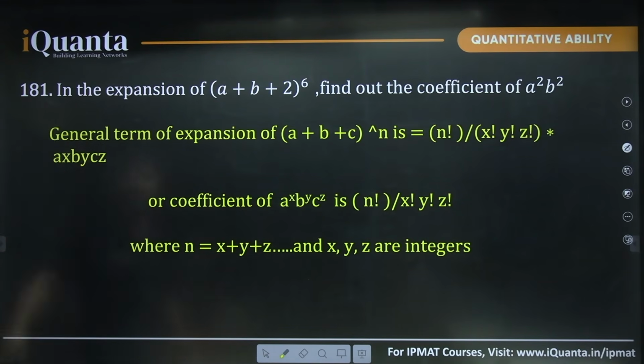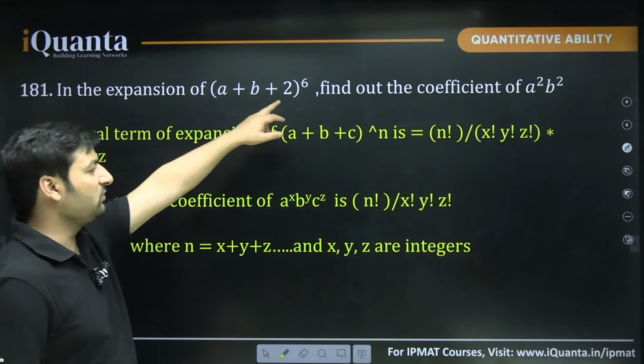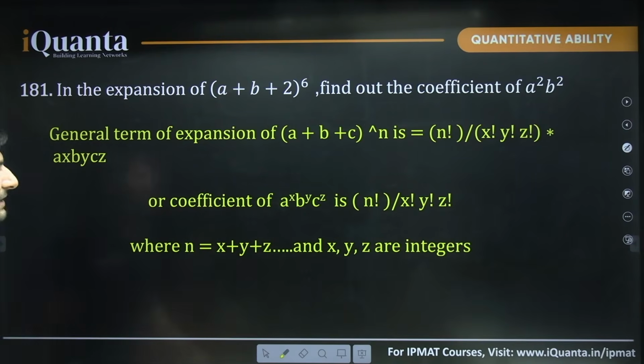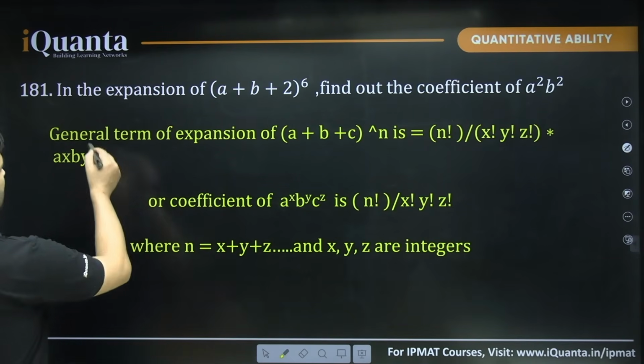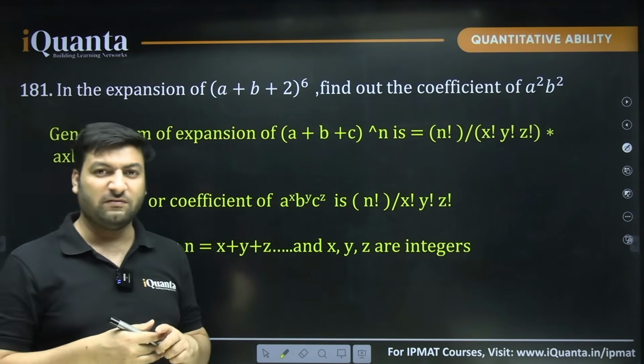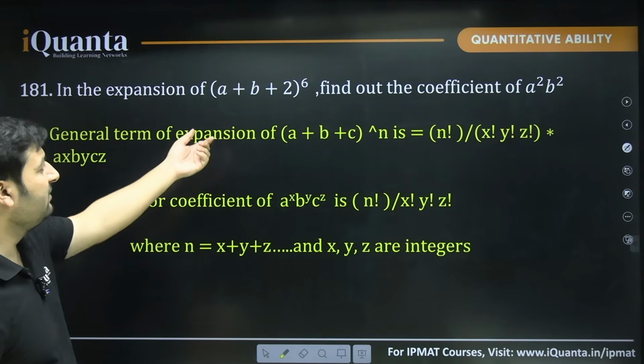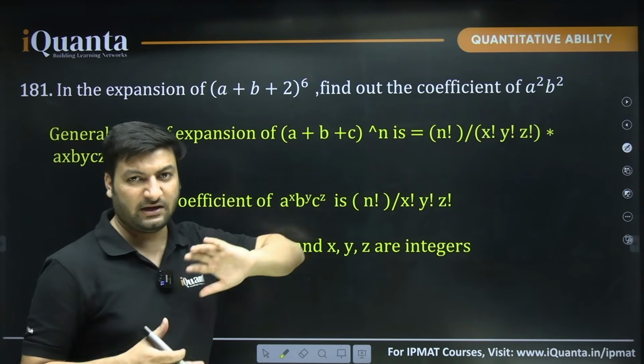In the expansion of (a plus b plus 2) to the power 6, find out the coefficient of a square b square. The question is very easy, the concept is very easy, it will take a minute to understand. When you do binomial theorem, you have a general term in the expansion of (a plus b) to the power n, isn't it? Similarly, here we have 3 terms, so there is a general term here as well.